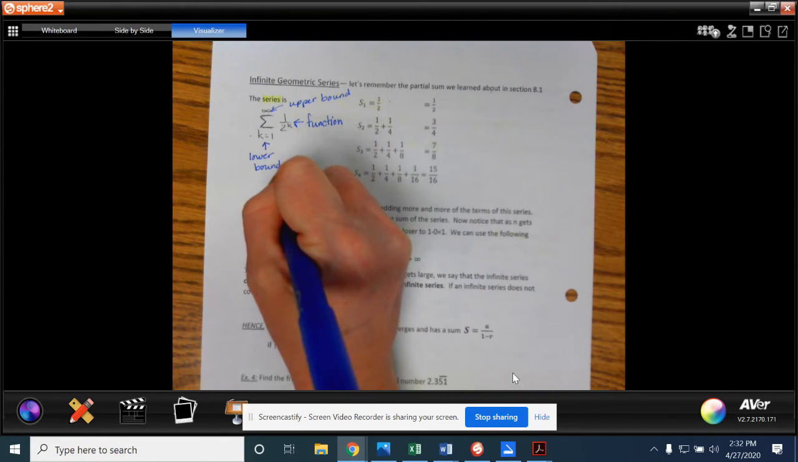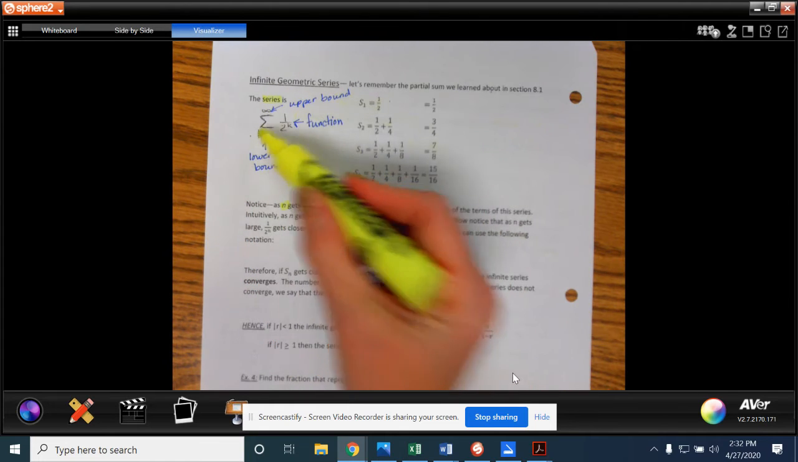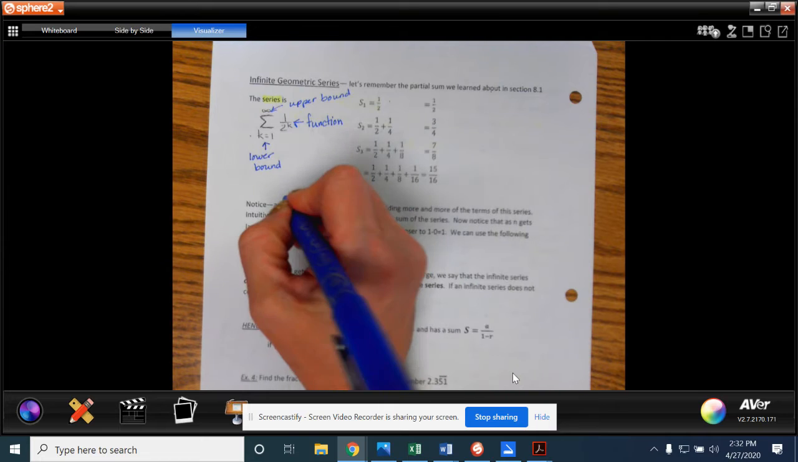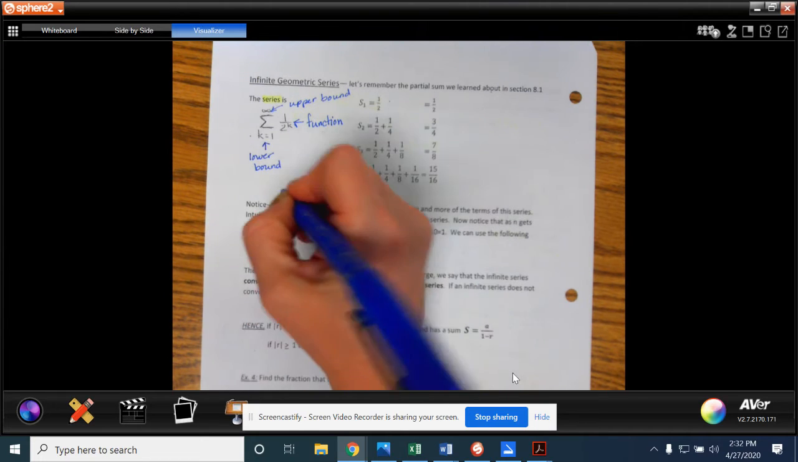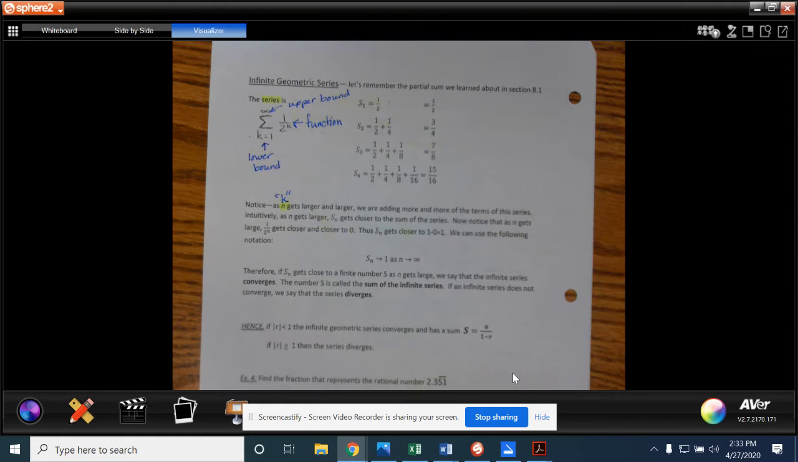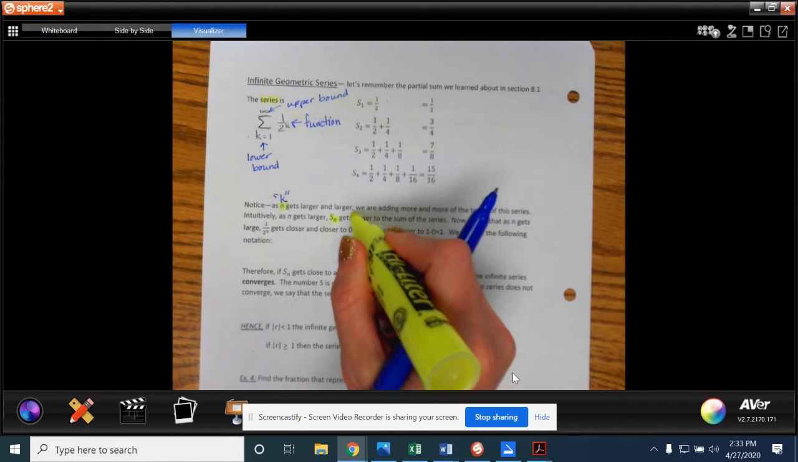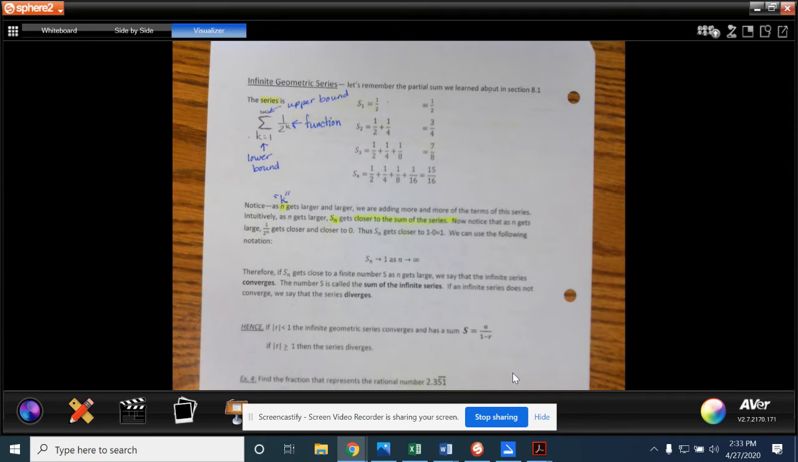So let me say, or excuse me, I didn't. That's in the function, but yeah, we can say as k, because that's how I use the labels, gets larger and larger, we are adding more and more of the terms in the sequence. Well, intuitively, as n gets larger, the sum gets closer to the sum of the series. Okay, so the sum will become closer to the sum of the series.